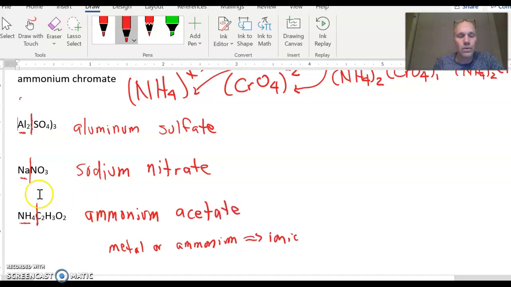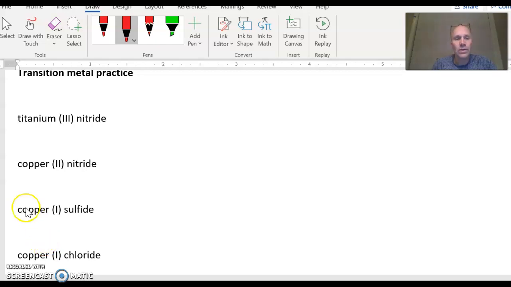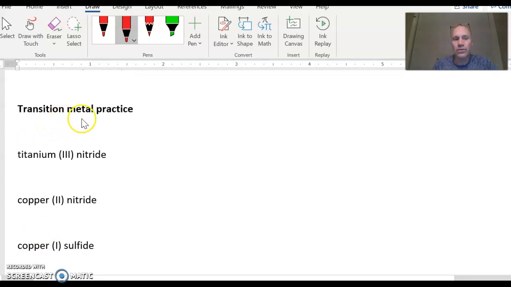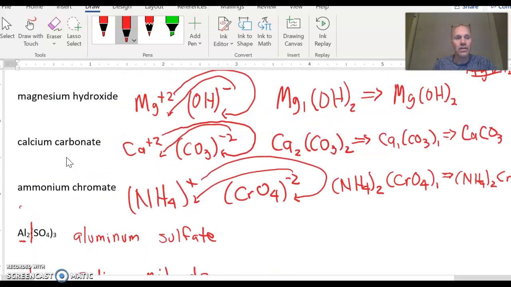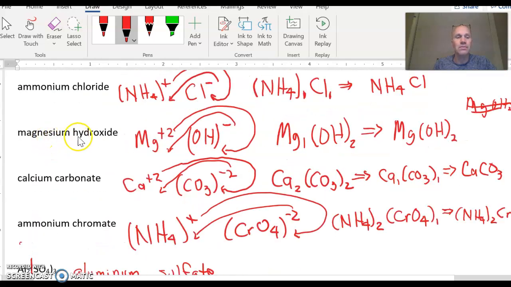All right, so let's move on to doing some practice with transition metal ionic compounds. Again, with transition metals that have multiple ions, where the ion could be one charge or the other, this is where you need to use that Roman numeral to tell you the charge. Why is it that in the other compounds, like magnesium hydroxide, we don't need the Roman numeral there?